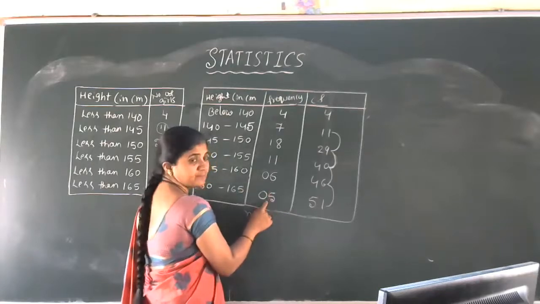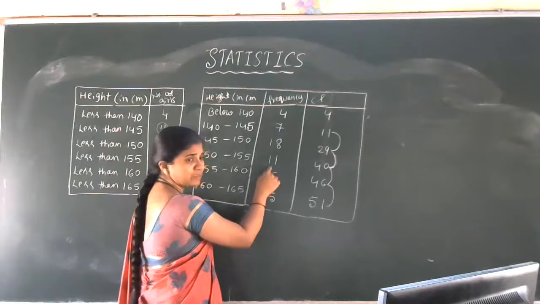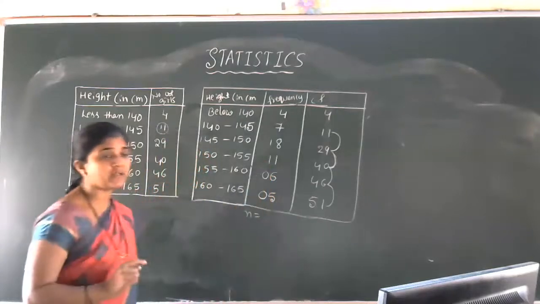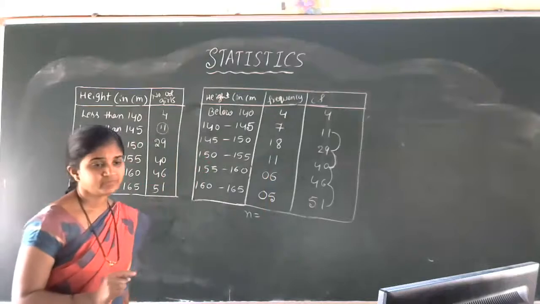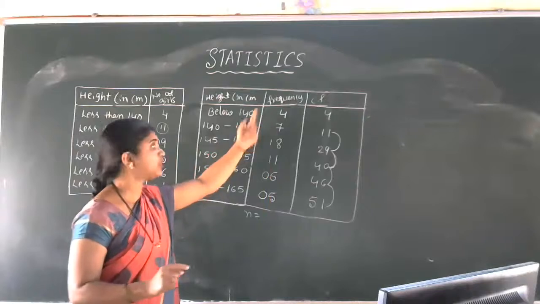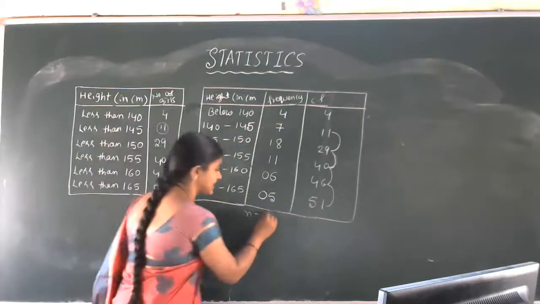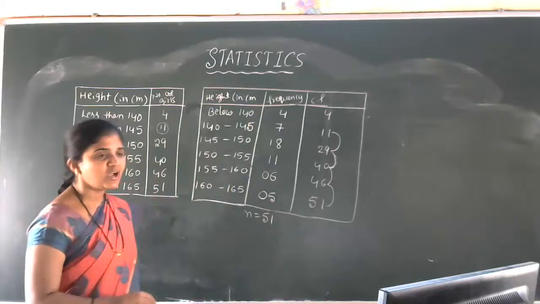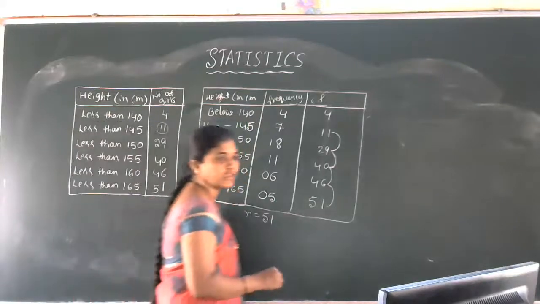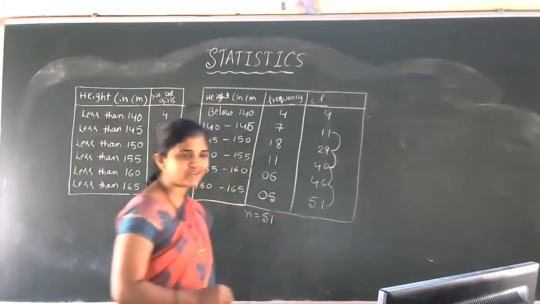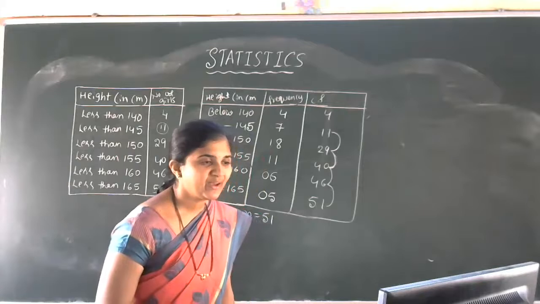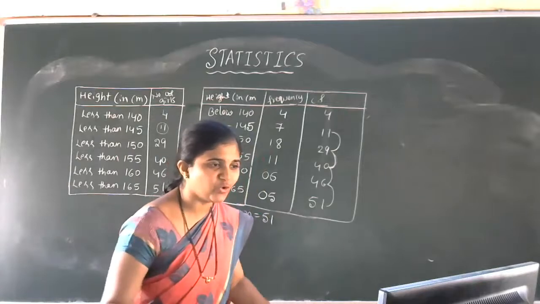If we get the total strength as 51, then our frequency table is right. So let us check the answer. 6 plus 5 is 11. 11 plus 11 is 22. 22 plus 18 is 40. Then 40 plus 7 is 47. 47 plus 4 is 51. Yes, n is equal to 51, so our frequency distribution table is perfect. Is that clear? Now the table preparation work is over.